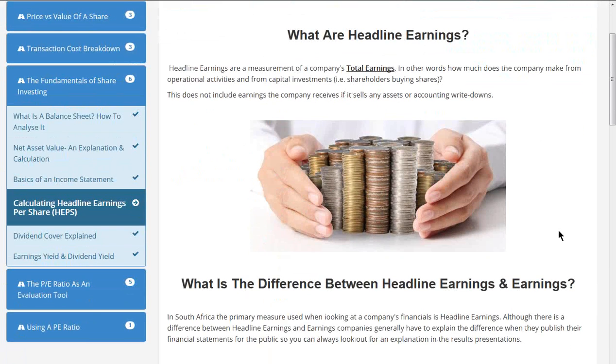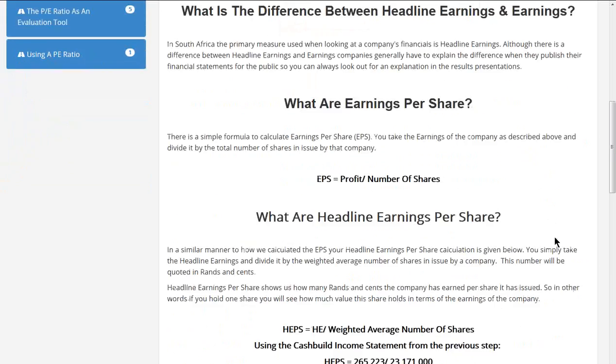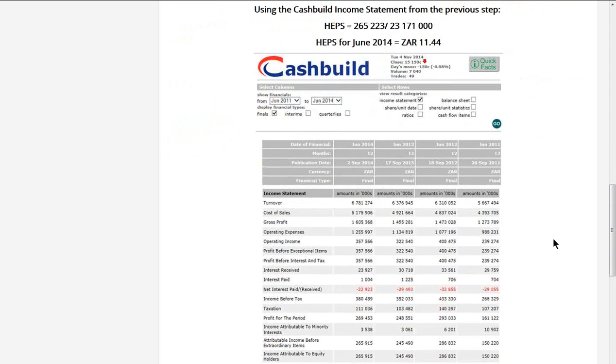Headline earnings is basically the earnings of a company that's on a sustainable basis. So they strip out non-recurring items and once-off items, which is why the market looks at headline earnings more than earnings per share. So the calculation is quite easy. You basically take the headline earnings or profit of the company. If you go back to the income statement, you could see their headline earnings from continued operations is 265 million. These are in thousands, so that's 265 million.